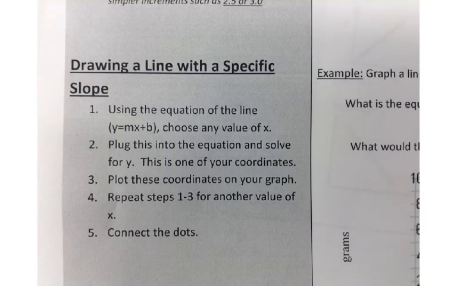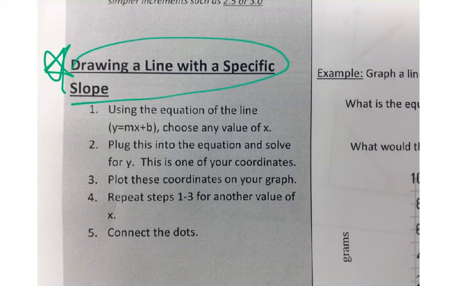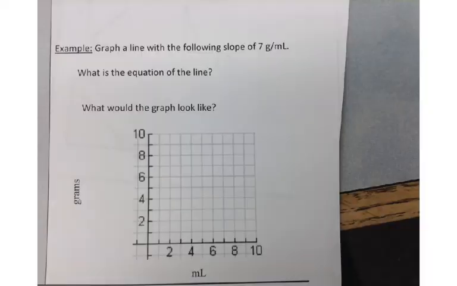The next thing is one of the hardest parts, and I would really pay attention to this one because a lot of people had difficulty with it, okay? It's when you are asked to draw a line given a specific slope. So I'm going to follow these steps, but I'm just going to go straight to the example again. All right, so graph a line with a slope of 7 grams per milliliter.